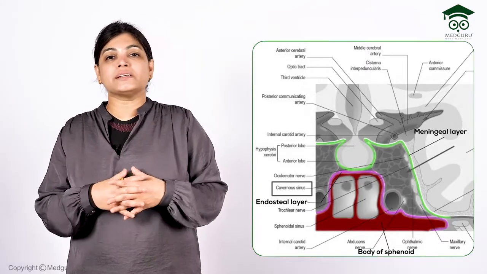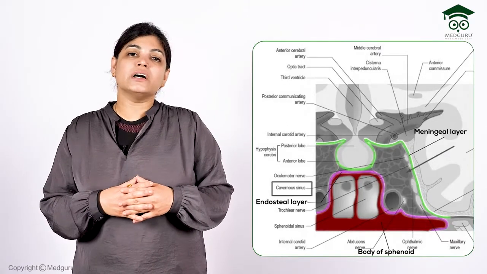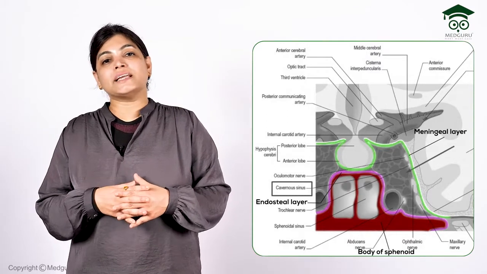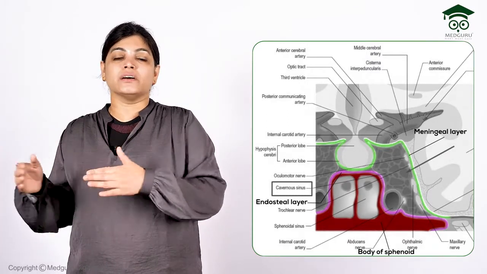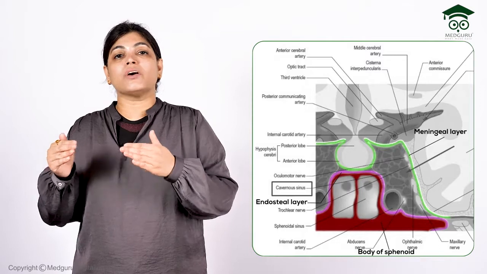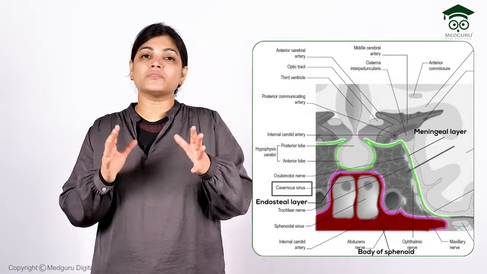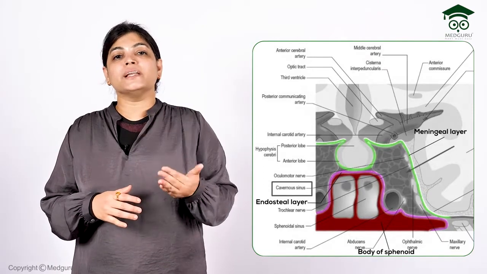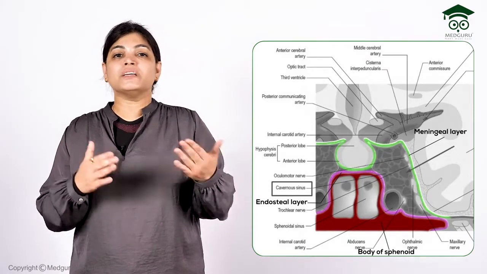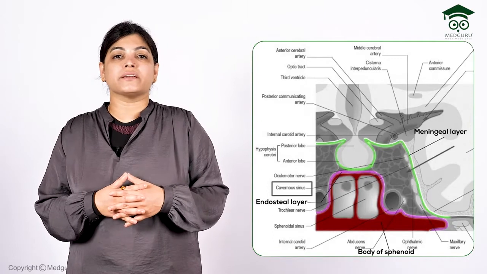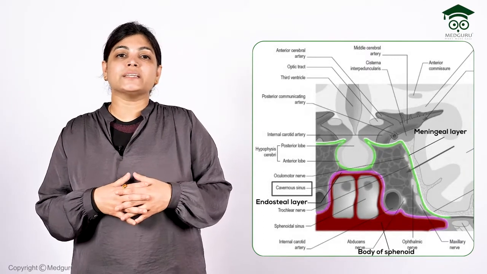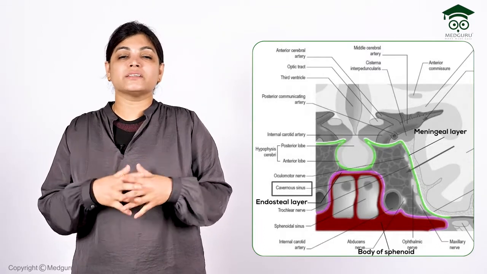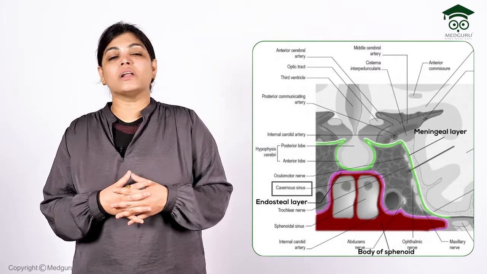As I told you, it is formed by the separation of 2 layers, that is endosteal and the meningeal layer. So if you will see the cavernous sinus, the floor of the cavernous sinus is formed by the endosteal layer. Means the endosteal layer of the dura mater is only contributing in formation of floor of cavernous sinus. The meningeal layer is forming the roof, the medial and the lateral wall of cavernous sinus. So major part of cavernous sinus is formed by meningeal layer of the cranial dura, that is, it is forming the medial, lateral wall and the roof.